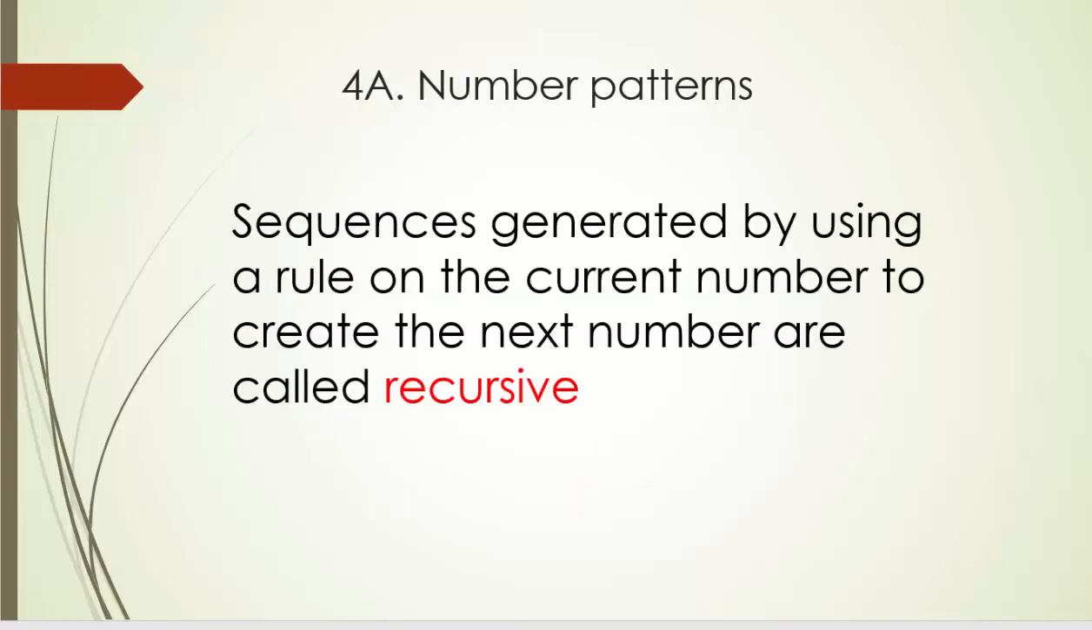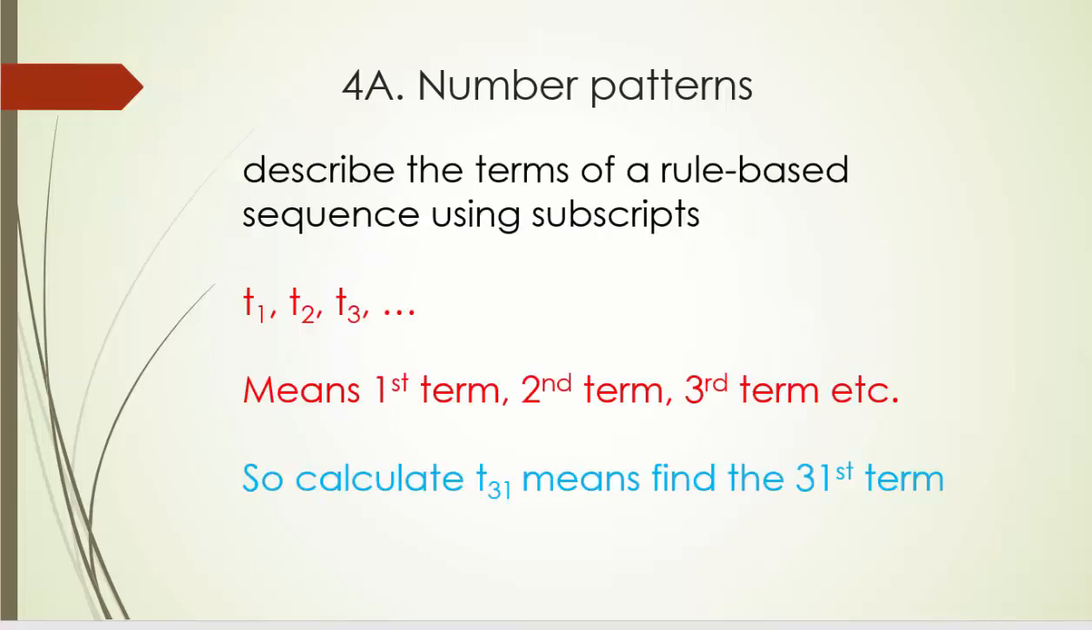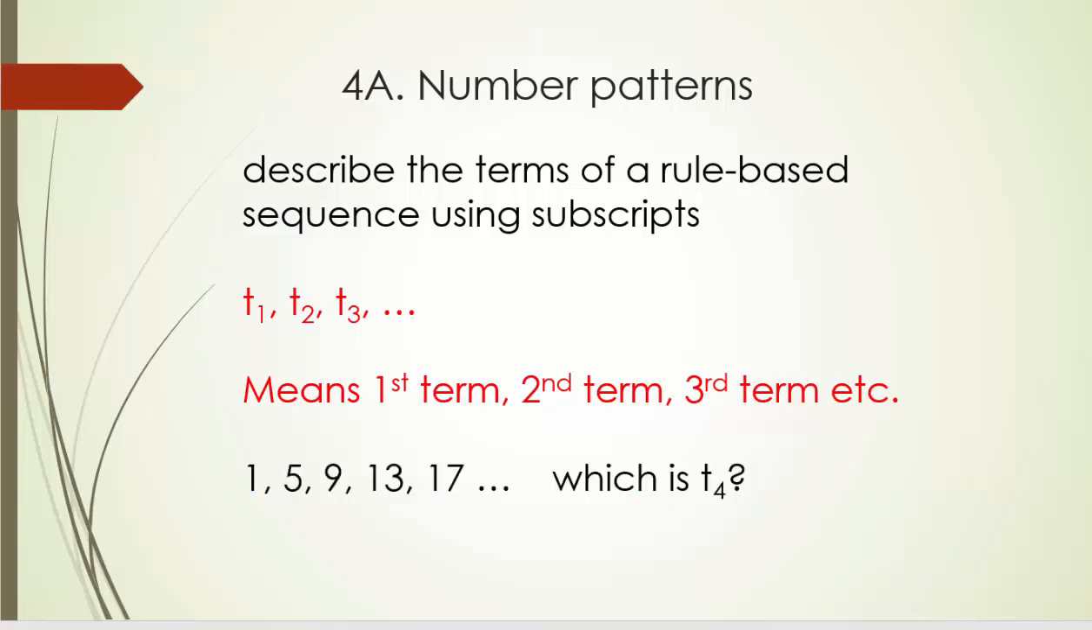That's called a recursive sequence, and you're going to have to learn the language of writing recursive sequences, which starts like this. The first term in the sequence is T1 with a subscript 1, and the second term is T2, T3, and so forth. So that's what's in red there. If I ask you to calculate T31, that means find the 31st term of the sequence, whatever you're looking at. Which one of these numbers, 1, 5, 9, 13, 17, is T4? Well, I hope that you've got that it is 13.